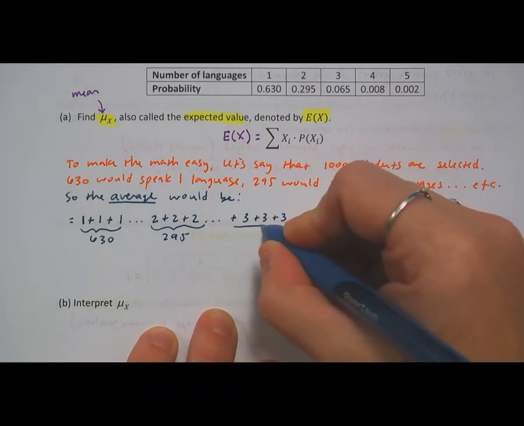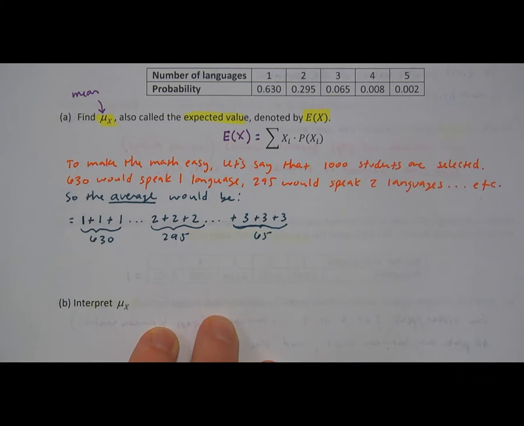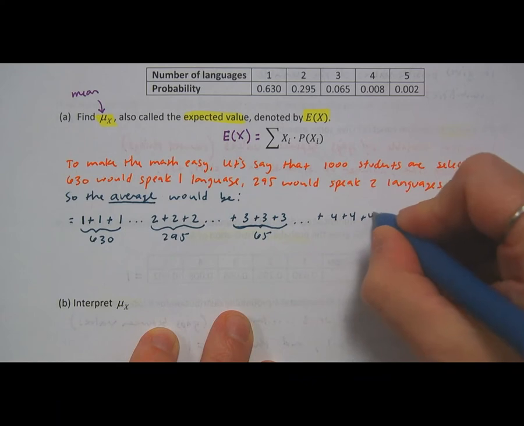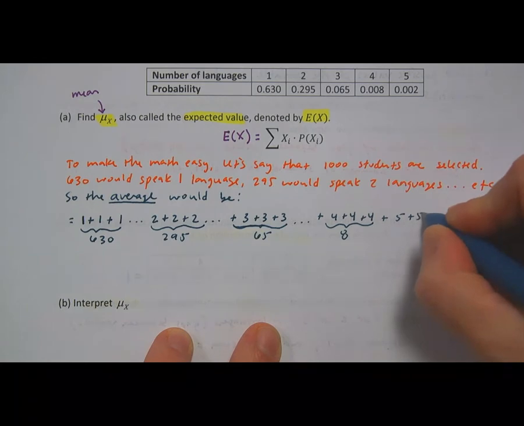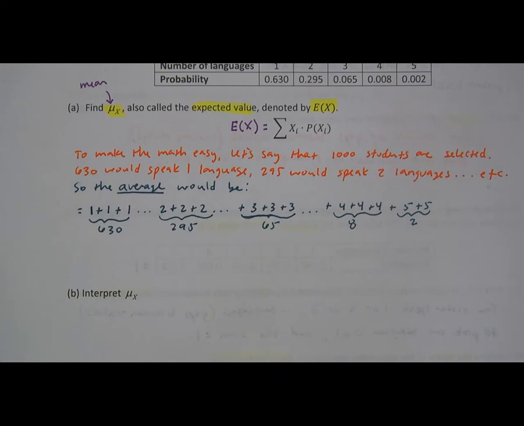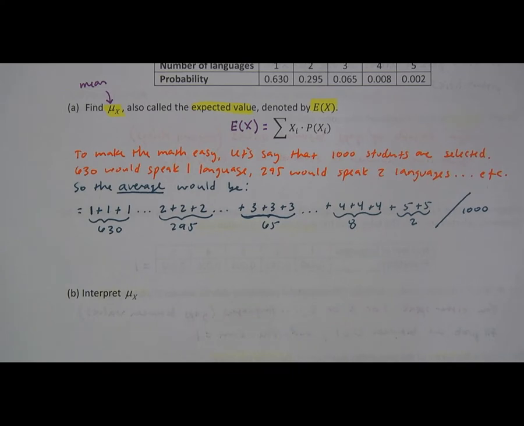Remember, we have to add all the numbers together and divide by however many there are. There's 65 students that speak 3 languages. And then I get to the ones that speak 4 languages. There's only 8 of those. And there's only 2 who speak 5. I would have to add all 1,000 of those values together and then divide by 1,000. Add them all up, divide by however many there are. You learned how to find averages of things when you were little.